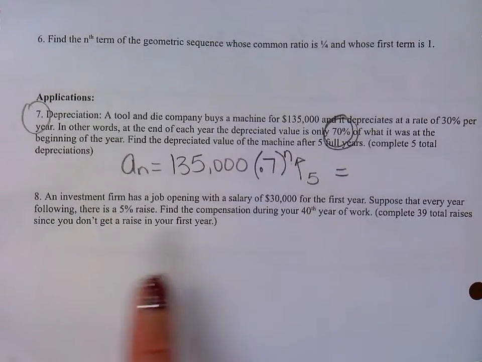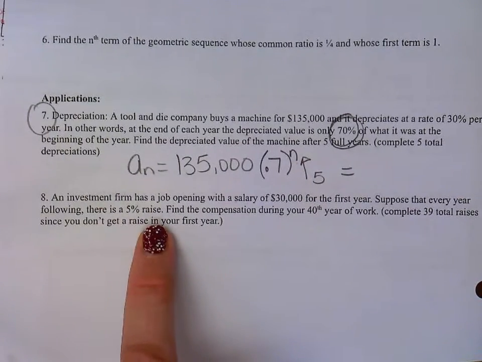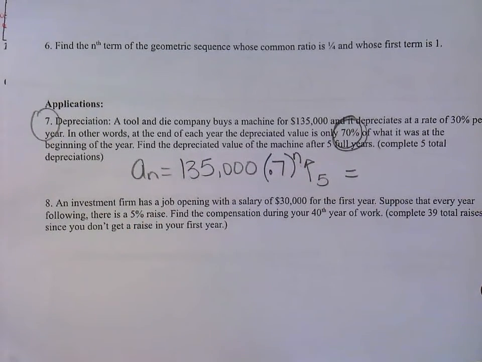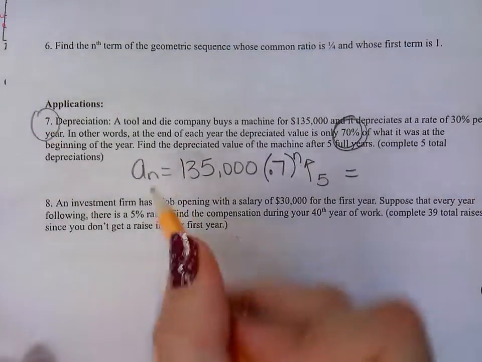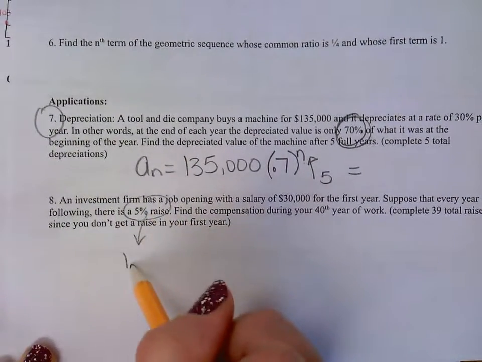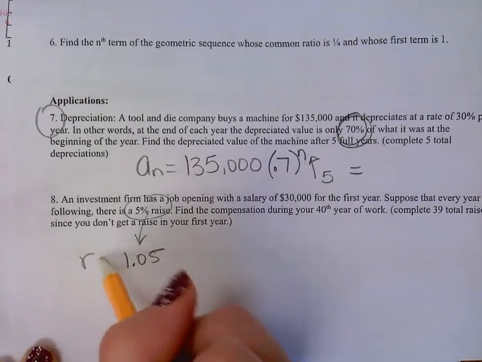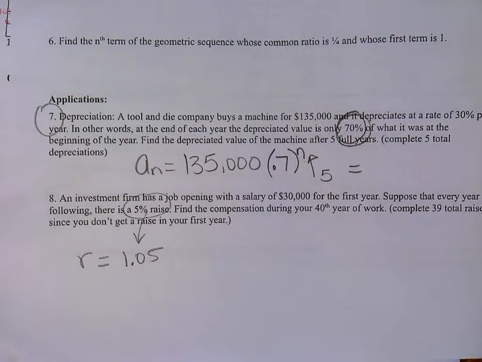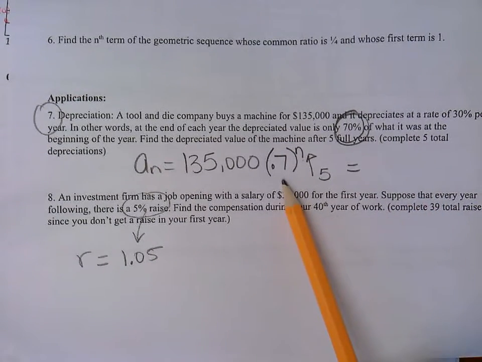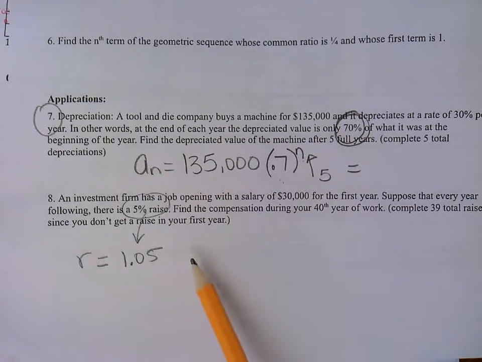Just like in number 8, if you have a 5% raise, what number are you going to use as your R value? That's like compound interest, right? So when you get to number 8, you're going to use 1.05 as R because it's going up by 5%. This is going down by 30%, so you're using 0.7. This one's going up by 5%, so you're using 1.05.